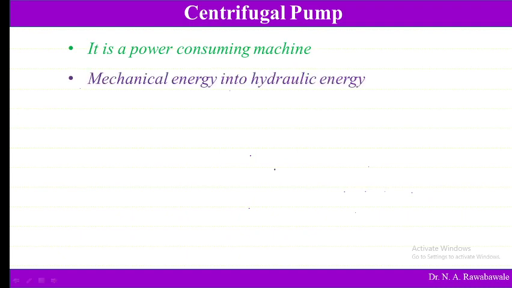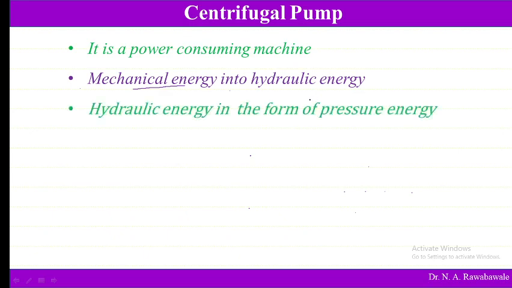Now what is the function of a centrifugal pump? Generally centrifugal pumps are operated by prime movers. Nowadays these centrifugal pumps are operated by electrical motors; in olden days they were operated by engines. The function of the centrifugal pump is to convert mechanical energy supplied to the pump into hydraulic energy. The energy supplied to the pump is in the form of mechanical energy, that is work, and that is converted into hydraulic energy, which is converted into pressure energy. So this is the function of a centrifugal pump.